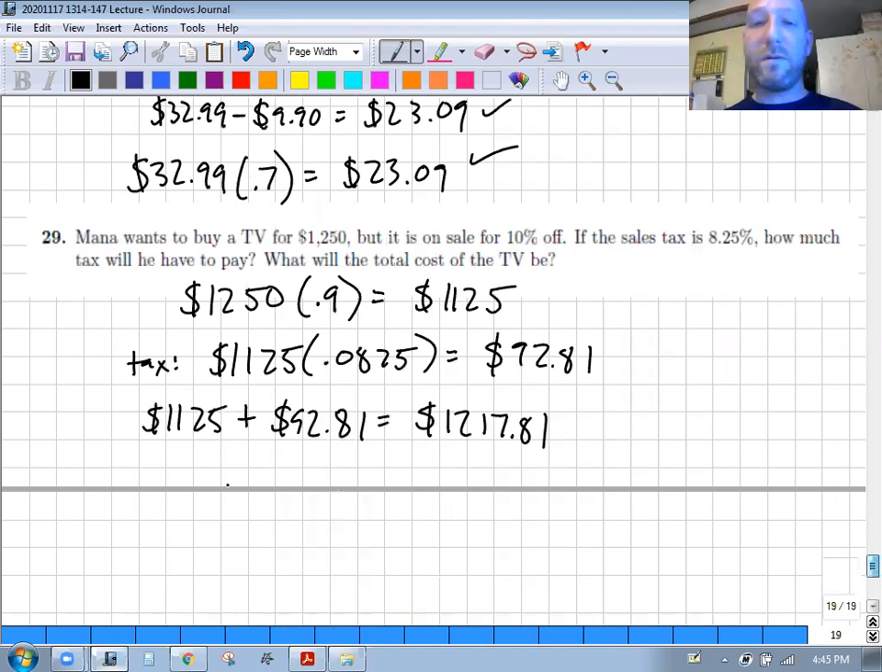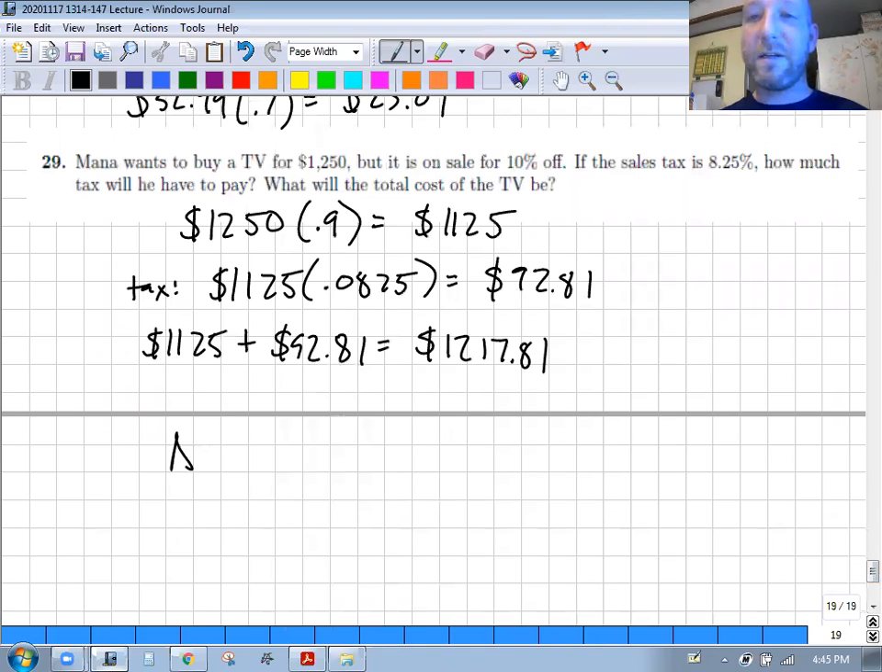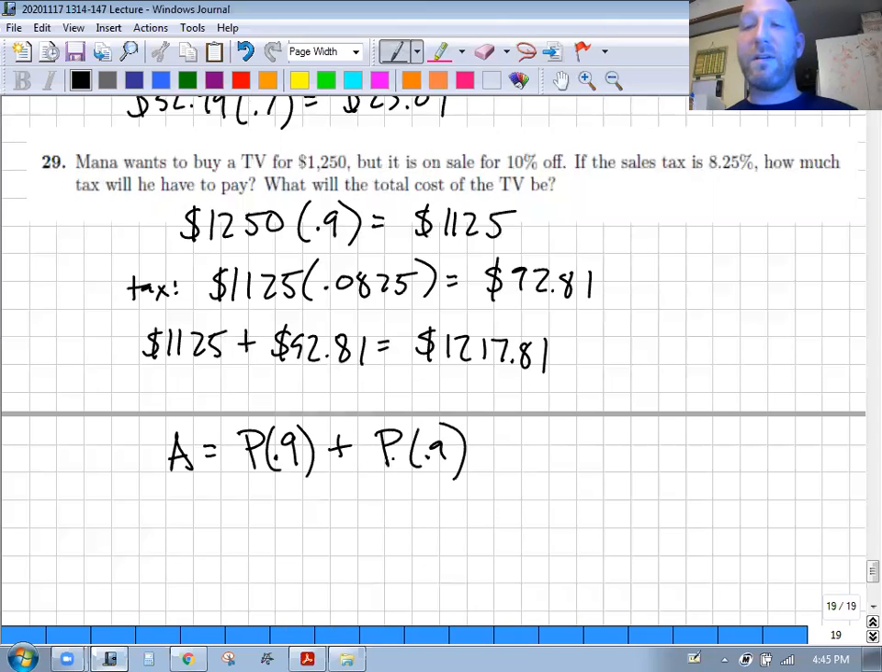All right, so the amount here is the initial price, but we're taking 90% of that. And we're adding to that the tax. So 90% of that times the 0.0825, which is equal to that.